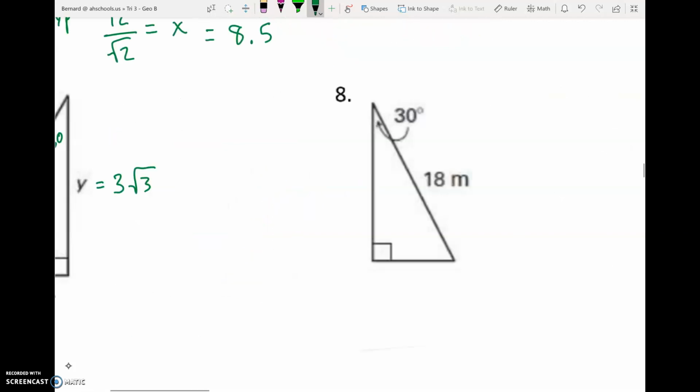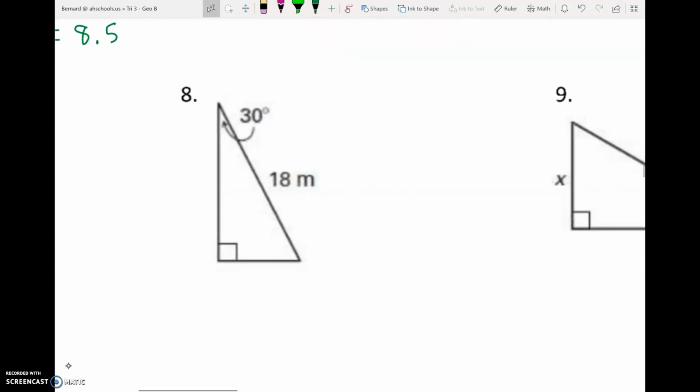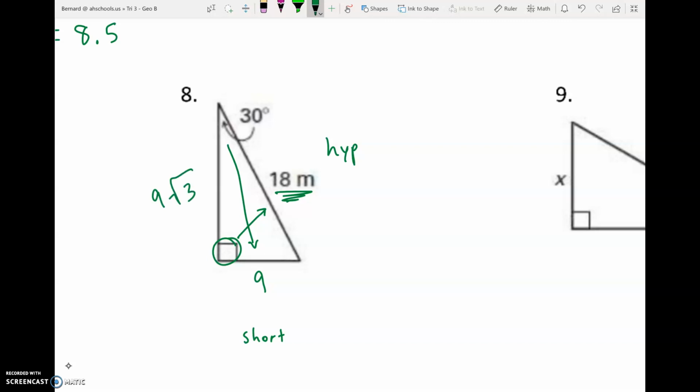All right, let's move to 8. In this one, here's our 90. So the information we have is we know our hypotenuse. Across from our 30 will always be our short, and our short is half of what the hypotenuse is. So since our hypotenuse is 18, our short is 9. And then our long leg, which will be the third missing side, is the short number with the square root of 3 attached to it. And so there we go.